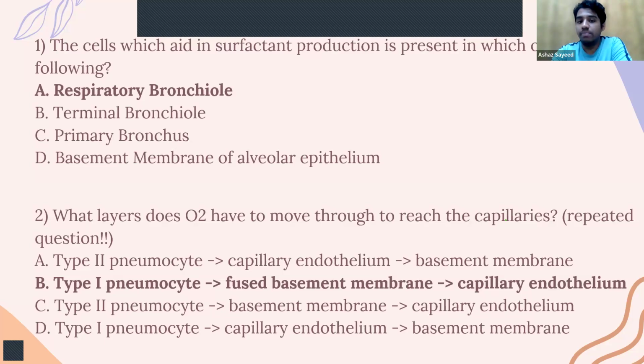These are previous year questions, by the way, all of these. Now, which layers does oxygen have to move through? Not only was this a previous year question, but it has been repeated in the past years. So it goes through the type 1 pneumocyte and then through the fused basement membrane and then the capillary endothelium. The next one.